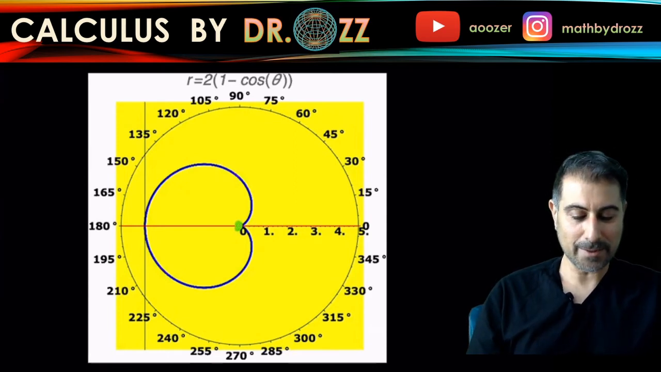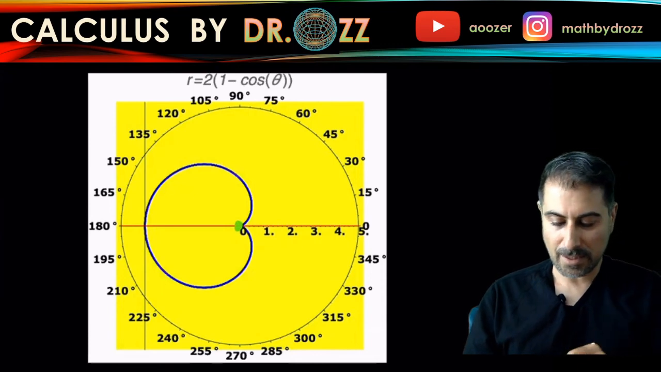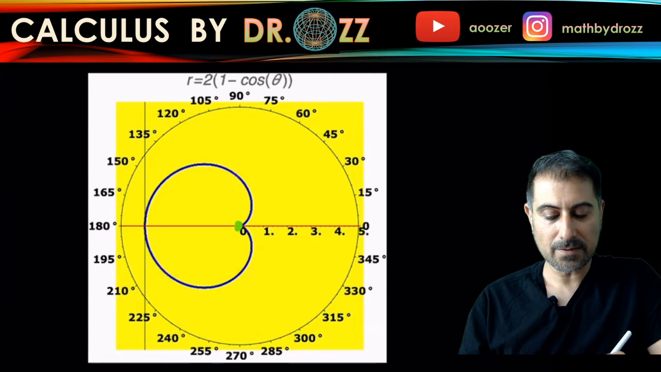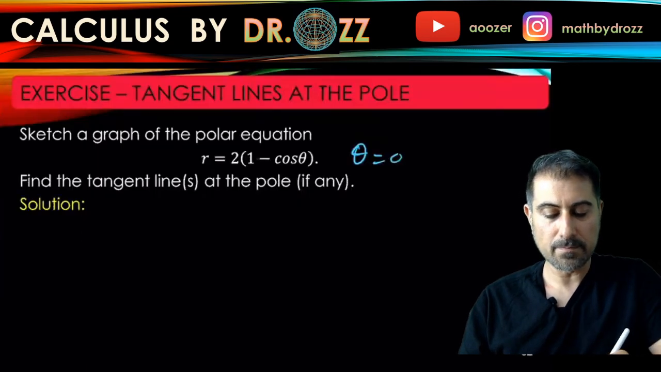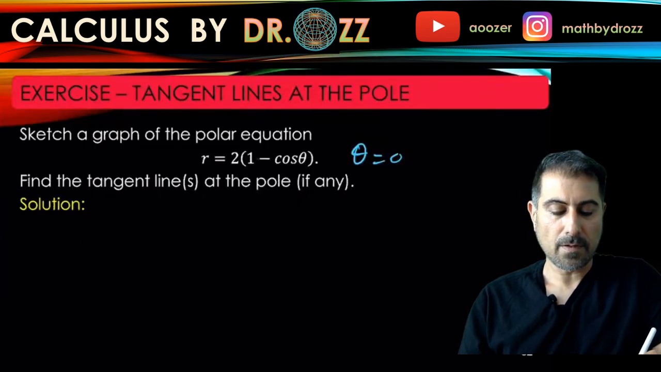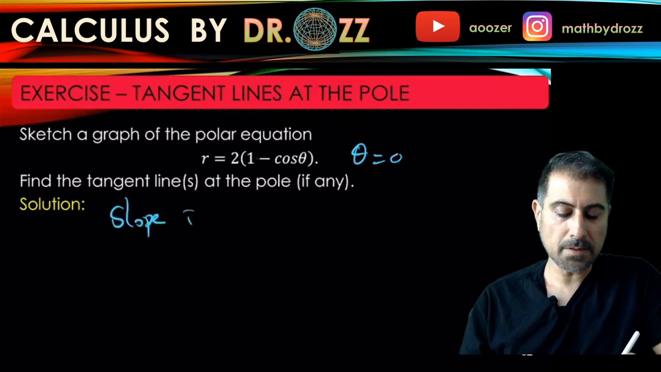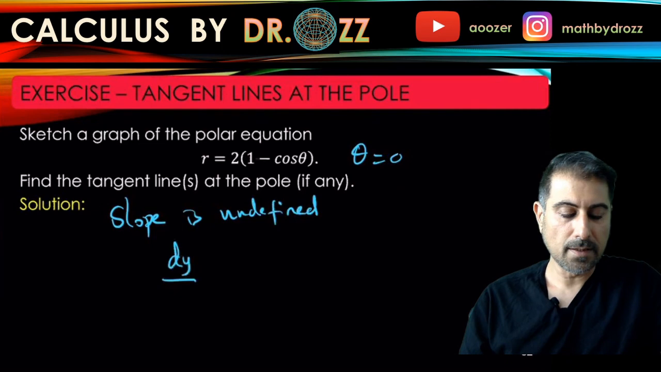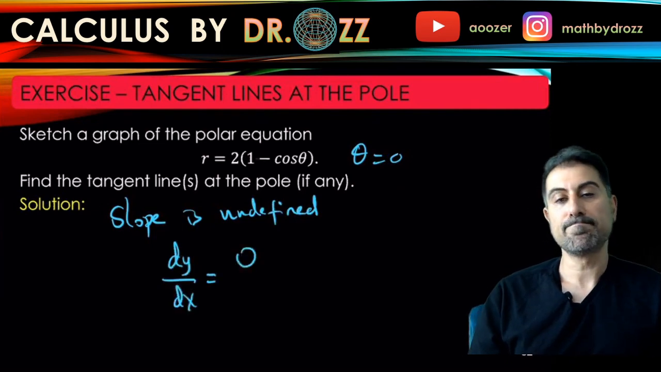So for this cardioid, make sure you observe this by yourself: the slope is undefined because dy over dx becomes 0 over 0 at theta equals 0.